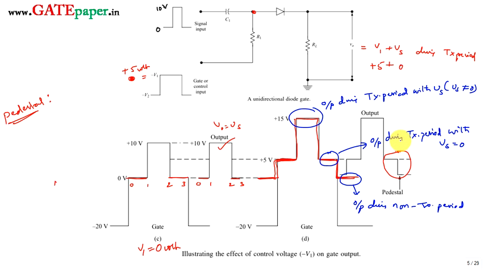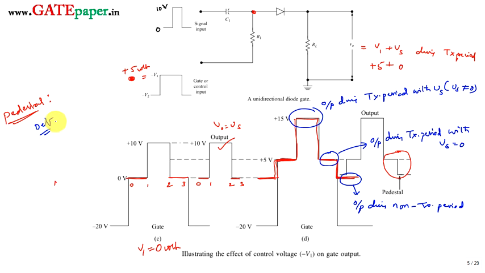You expect 0 output, that is the same output as during the non-transmission period. If there is a difference, then that difference is called the pedestal. That pedestal can be either positive or negative. So pedestal is the difference between the outputs during the non-transmission period and during the transmission period with Vs equal to 0. That is the definition of pedestal.